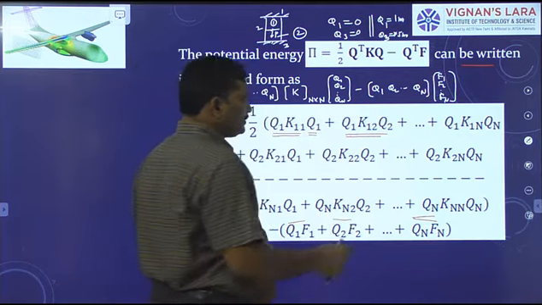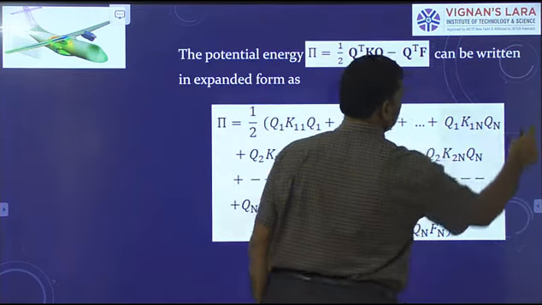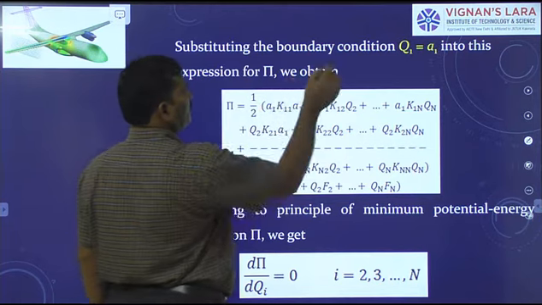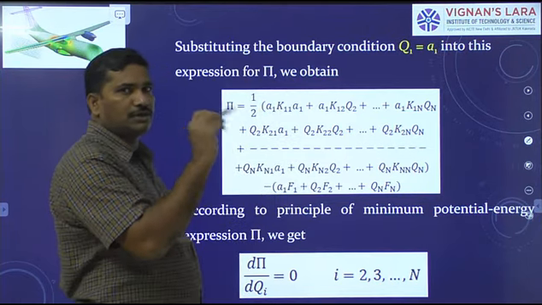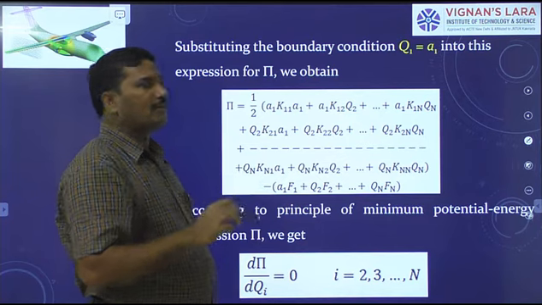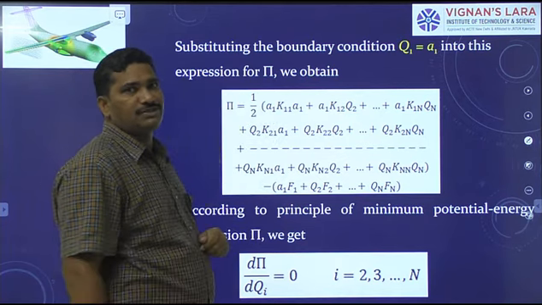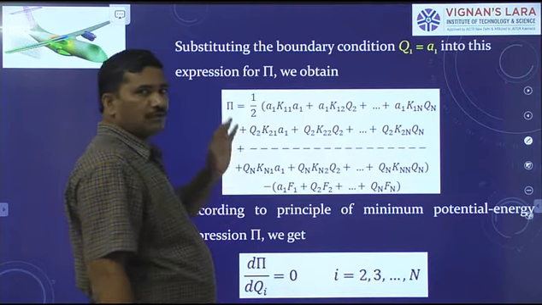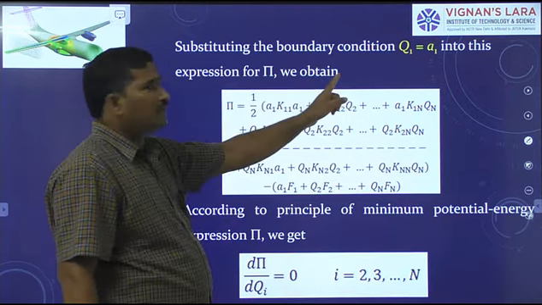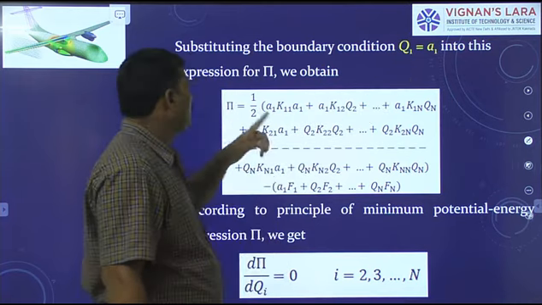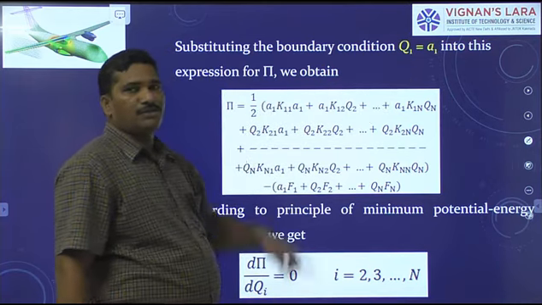Understand? Then, wherever Q1 is there, I put 0.1 mm and wherever Q3 is there, I put 0.5 mm. Understand? This is the procedure. Now, we go back to the previous case, that is the single boundary condition case. So wherever Q1 is there, I put A1.